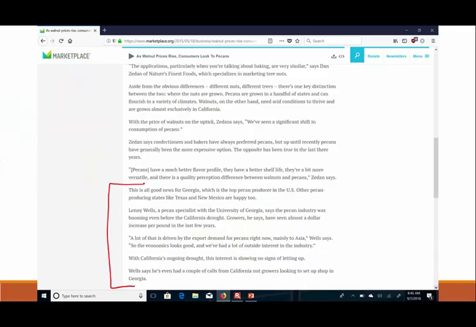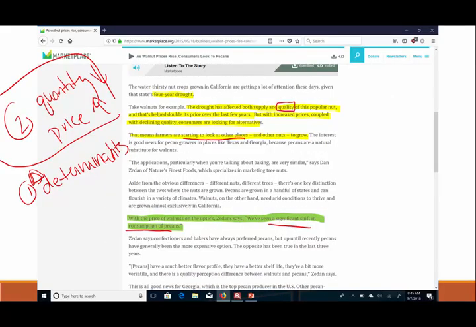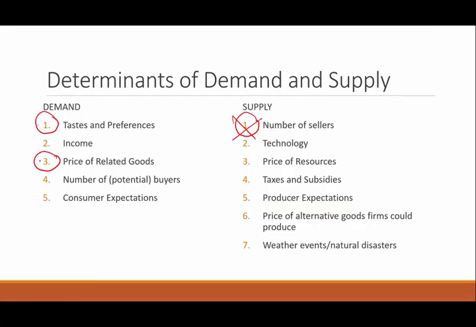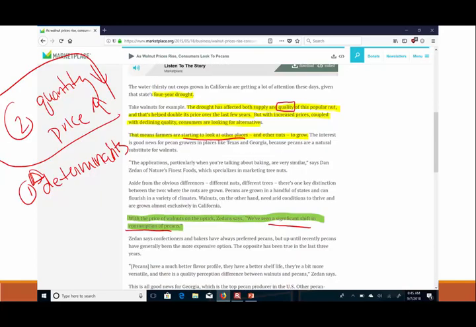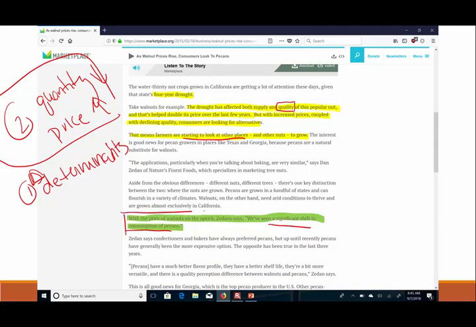In terms of our determinants, we've got these two possibilities. We've got a lot of support for price of related goods. We've also got a decent amount of support for quality of these popular nuts. Increased prices coupled with declining quality, consumers are looking for alternatives. So you could list both. It's fine to list both determinants, but it's also fine to only list price of related goods, simply because tastes and preferences is the catch-all category. So list one or both, but what you don't want to do is only list quality. The reason for that is because this is one of the most clear statements in the article. With the price of walnuts on the uptick, we've seen a significant shift in consumption of pecans.